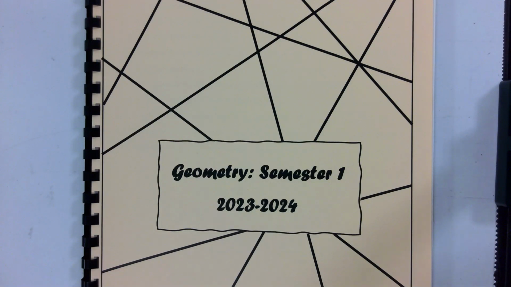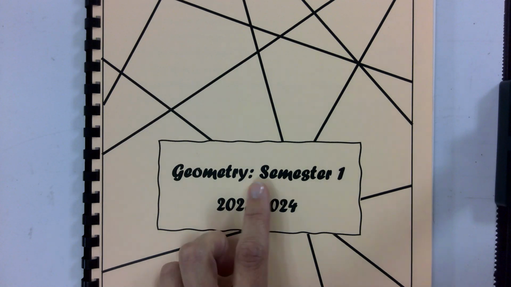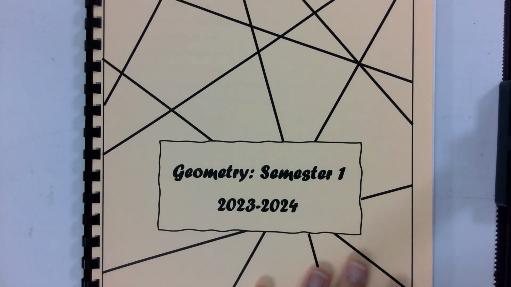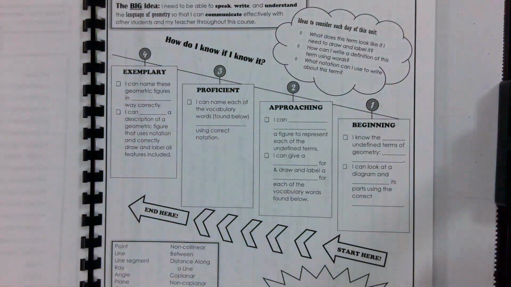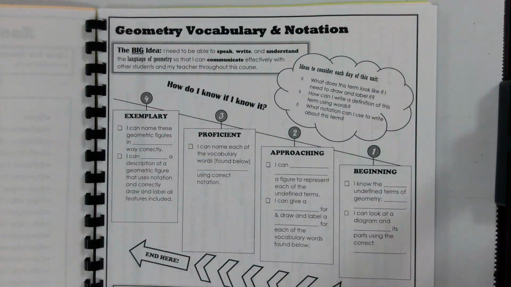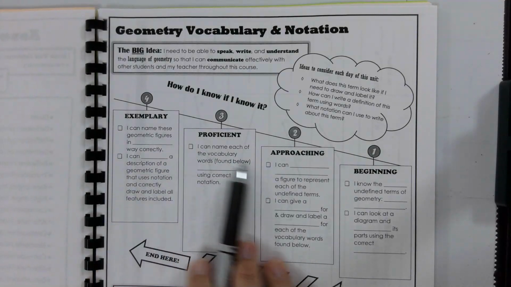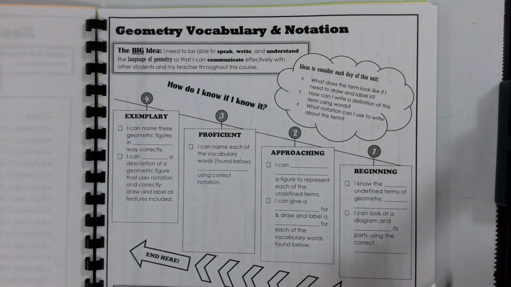We're going to fill out your first set of notes in geometry. We're in the semester 1 notebook. We're going to turn to page 1, and we're going to start with our first standard, geometry vocabulary and notation. This is a typical cover page for all of our standards. We're going to start by filling in the scale for this very first standard.